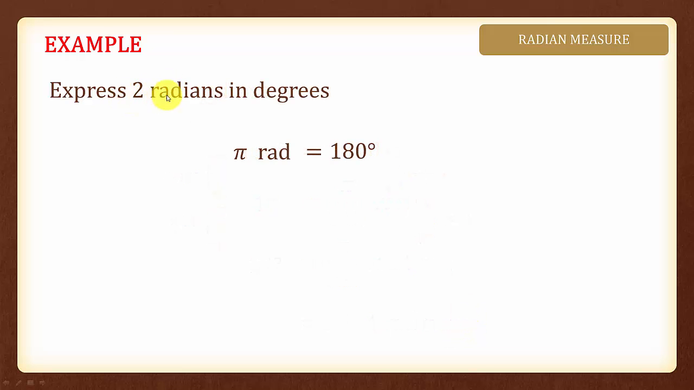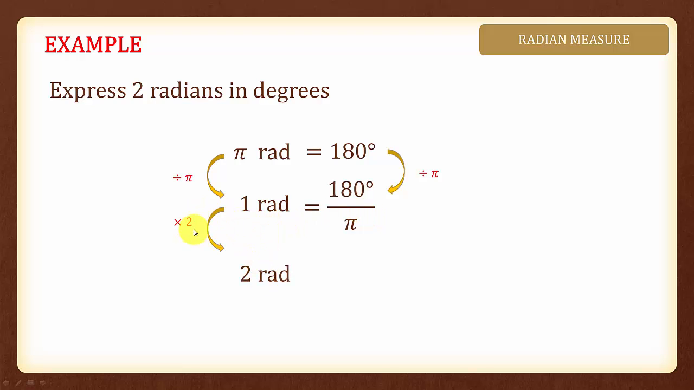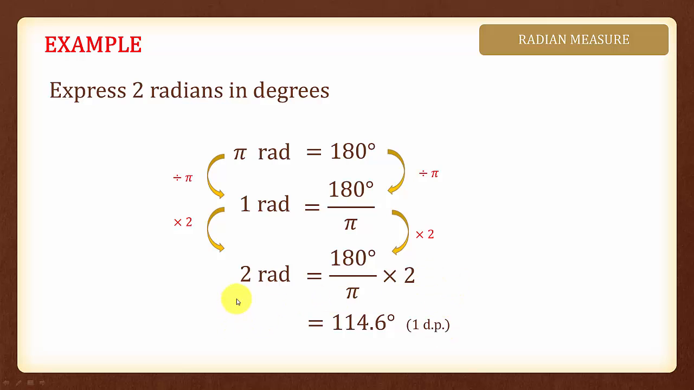Next, we will express 2 radians in degrees. Once again, we will use the conversion rate pi radian equals 180 degrees. To find 2 radian, we will first need to find 1 radian. To do so, we will divide by pi on both sides. And to find 2 radian, we will next need to multiply 2 on both sides. By using the calculator, we will have 114.6 degrees rounded off to 1 decimal place. And therefore, 2 radian will be equal to 114.6 degrees.